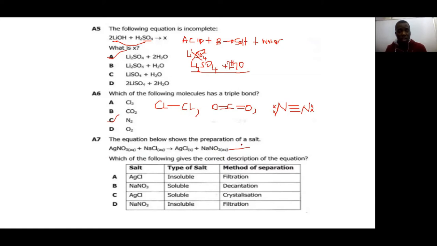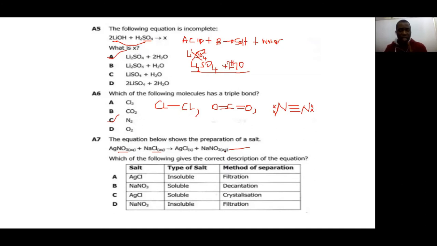A double decomposition is a type of reaction in which two soluble salts are used to prepare an insoluble salt. And in the process, one of the salts produced is also soluble. Now how does it happen? These two salts, as they are reacting, tend to exchange their last parts. So this was silver nitrate. When you go this side, it will be silver chloride because the chlorine will cross over. Then the nitrate will cross over to there, which becomes sodium nitrate. So definitely this one is called a double decomposition or a precipitation reaction.